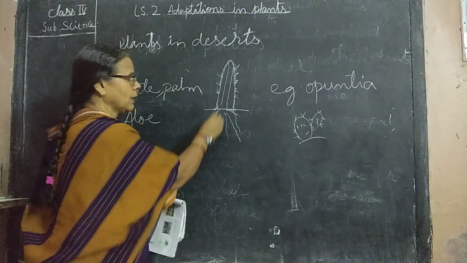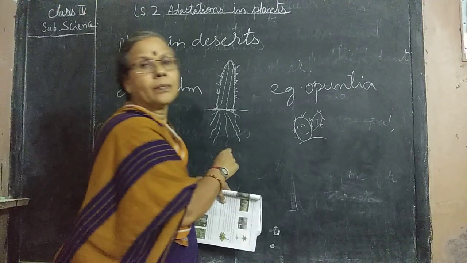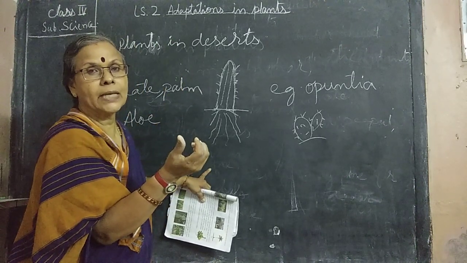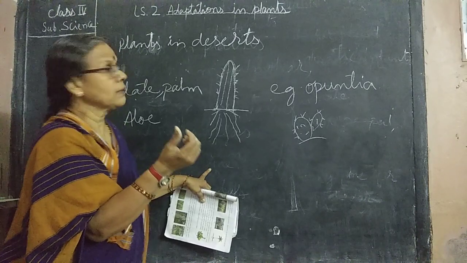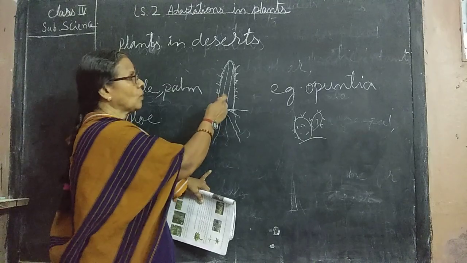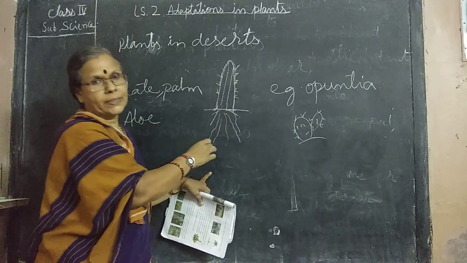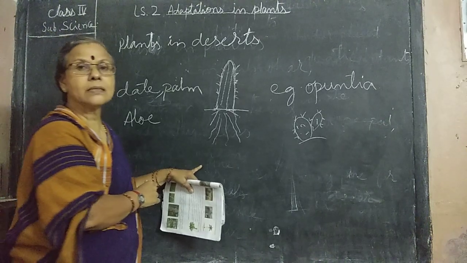Opuntia also. Now in these plants, the stem stores water, and chlorophyll is present in the stem. That's why they can make their own food. When the water is not there, they make use of the stored water inside the plant. So these are the special features of these desert plants.